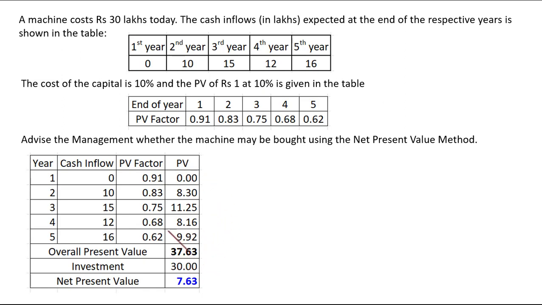So the total money that we are going to earn for 5 years is as if we are earning 37 lakh 63,000 rupees today itself. And the investment today is 30 lakh rupees. So that means this is a profitable thing. The net present value is a positive 7,63,000 rupees, which is the difference of these two. So, since the net present value is positive, we can say that the machine can be bought. But if these numbers were a little less, then it would be advisable that the machine be not bought.